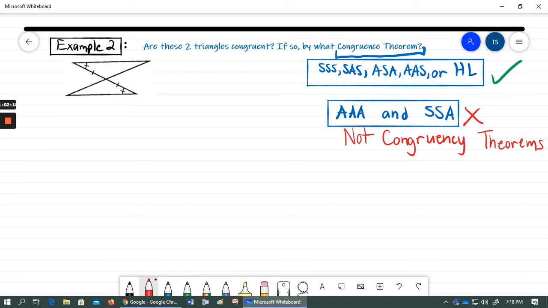It doesn't work. It just doesn't. I'm trying to give you a warning here. All right, let's move on. Let's go ahead and talk about this example. I did try to warn you, so don't say I didn't warn you when we have examples where you see those two things right here that I'm telling you are not congruency theorems.